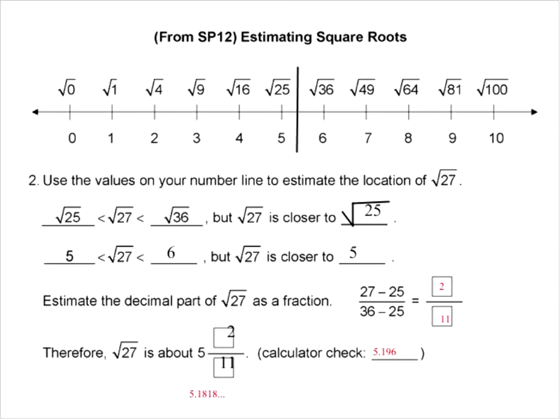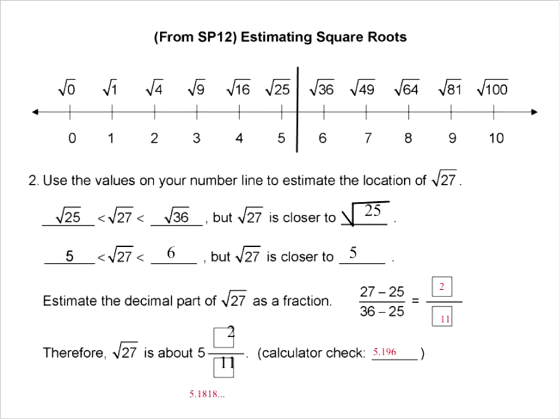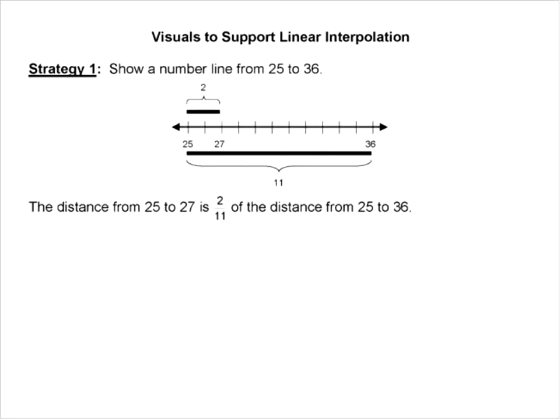Okay, great. So on the next slide, I'm going to show you two strategies, two visuals to support linear interpolation, which is what we did there to find the fractional part, the decimal part of the square root of 27. Here's the first strategy, and this is using a number line. Remember that we're trying to find the fractional part of the square root of 27, and that it was located between the square root of 25 and 36.